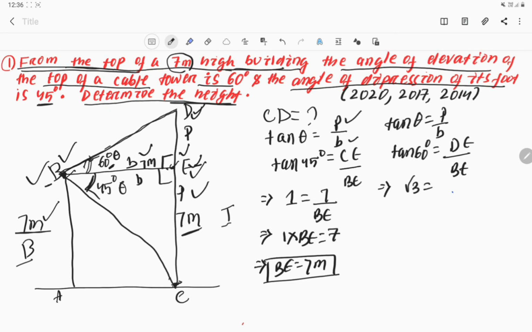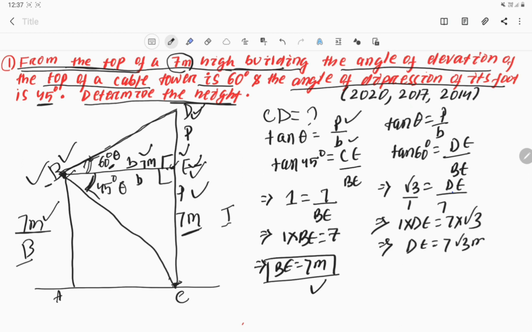And DE, we don't have DE. We'll find the value of DE. And what about BE? Just now we calculated BE is 7 meter. Now cross multiply. After cross multiplying, we got root 3, denominator nothing means it is 1. After cross multiplying, we got 1 into DE is equal to 7 into root 3. And the value of DE is 7 root 3 meter.